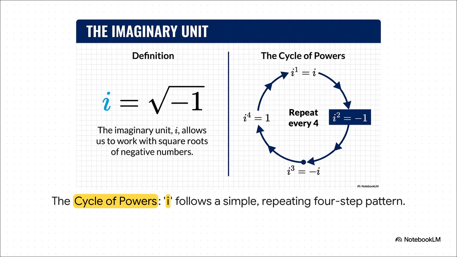i to the first power is just i. We already know i squared is -1. Then i cubed is -i. And i to the fourth power brings us right back to +1. And then the whole thing just starts over. It's a perfect, predictable, 4-step loop that goes on forever.